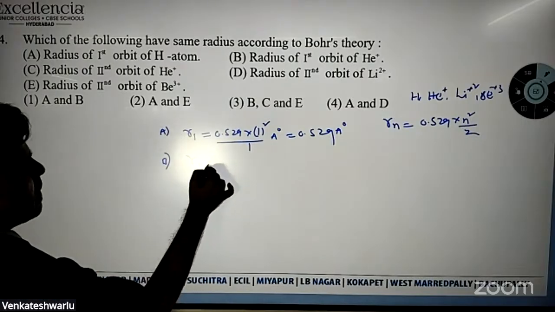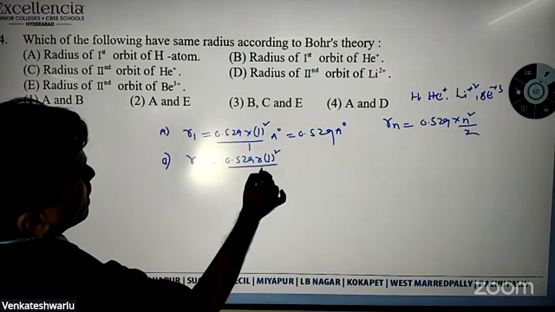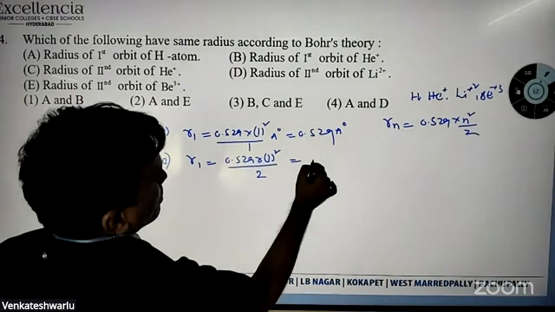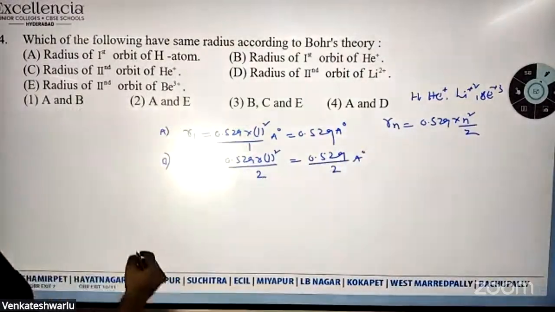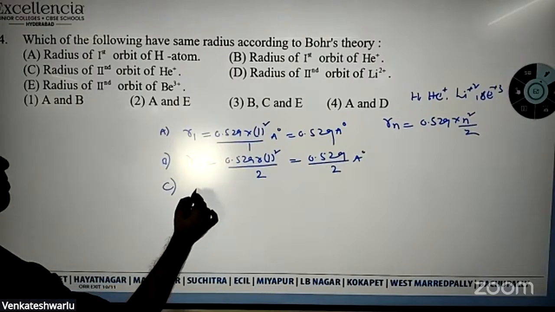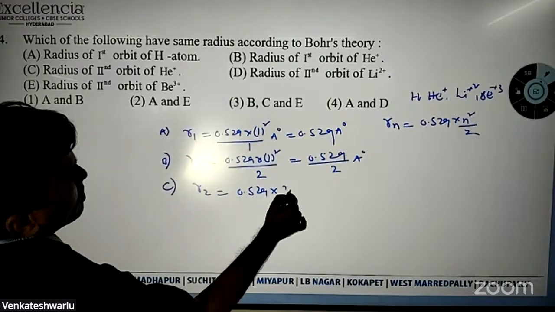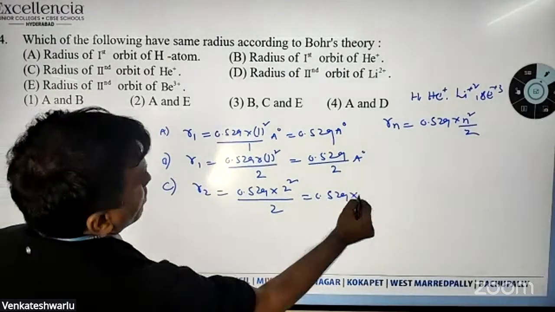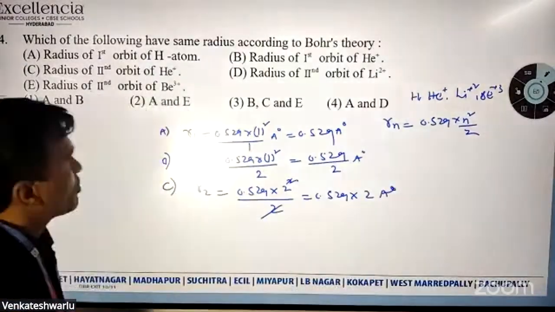First orbit of helium: 0.529 into 1 square by 2, since the helium atomic number is 2. After simplifying, we get the answer. Now option C, the second orbit of helium plus: 0.529 into 2 square by 2. The 2 cancels with the 2, and this is option C.